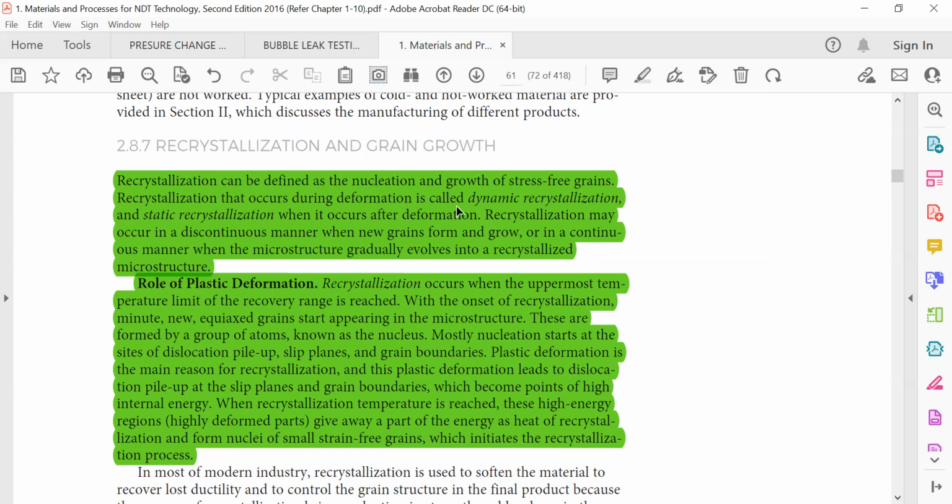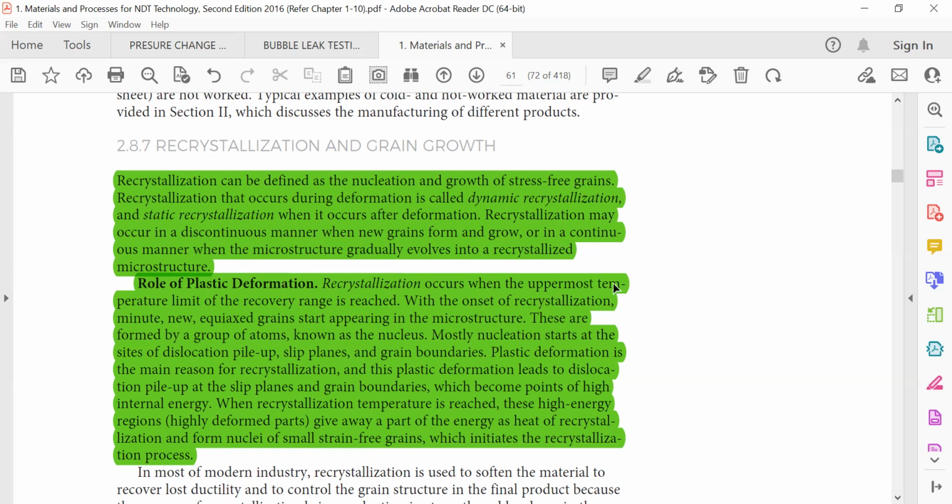Recrystallization can be defined as the nucleation and growth of stress-free grains. Recrystallization that occurs during deformation is called dynamic recrystallization. It is static recrystallization when it occurs after deformation. Recrystallization may occur in a discontinuous manner, when new grains form and grow, or in a continuous manner, when the microstructure gradually evolves into a recrystallized microstructure.